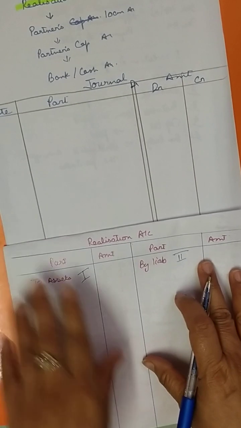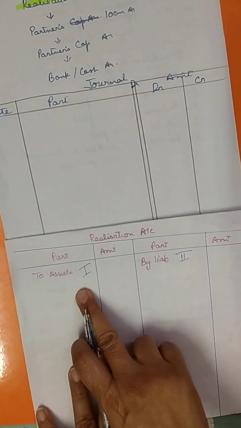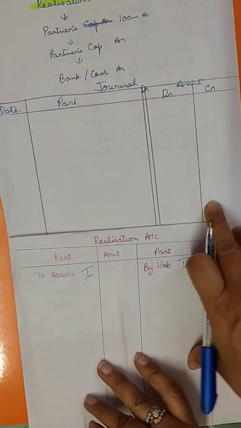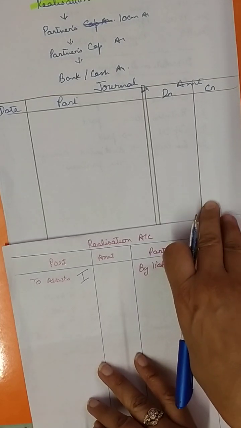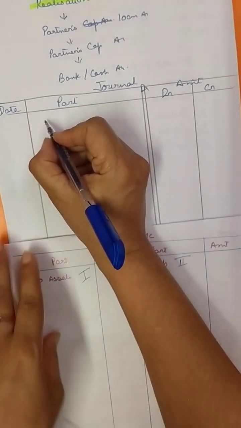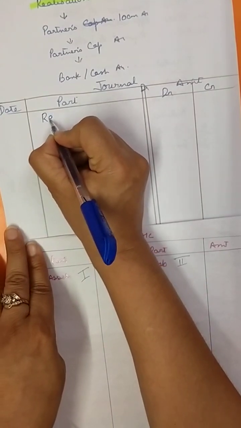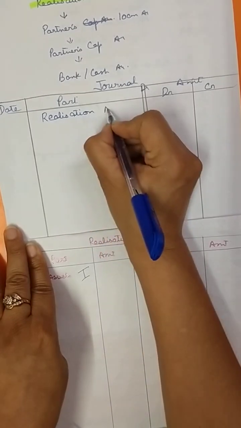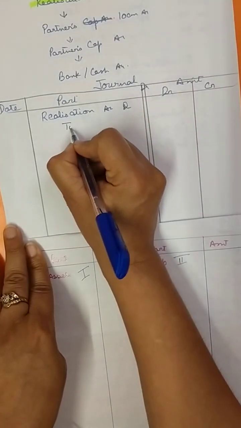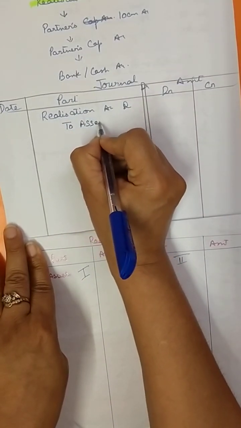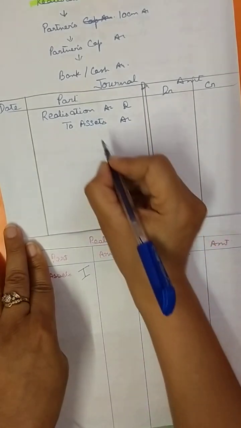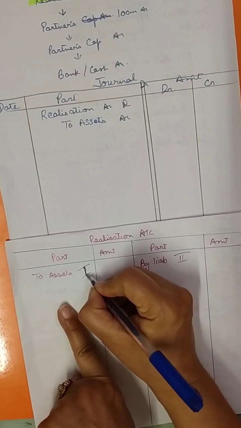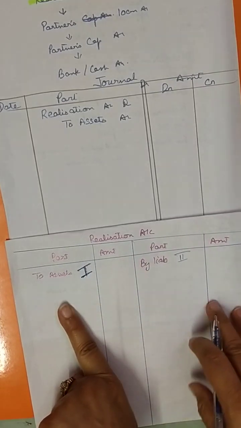We will begin with step number 1. Step number 1 is transfer all assets. Your assets have debit balance. To transfer your assets you have to credit them. So the journal entry will be realization account debited to assets, being assets transferred, and this is how you post your assets. You write 'to assets' and that is your step number 1.